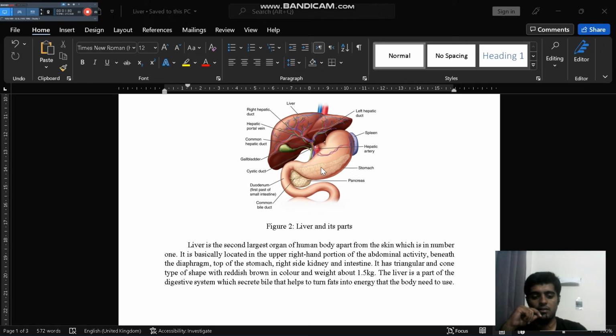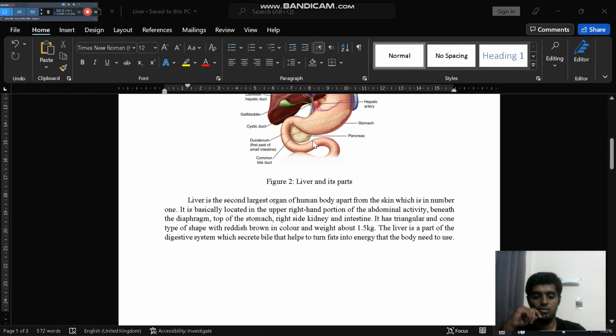The liver is a part of the digestive system, which secretes bile that helps to turn fats into energy that the body needs to use.